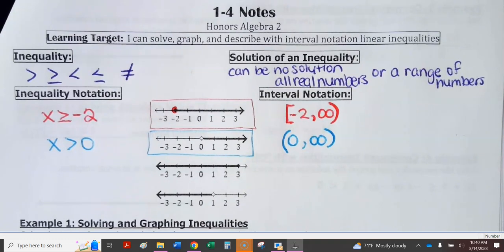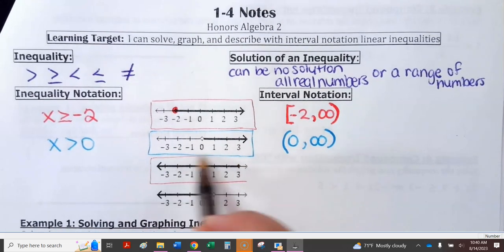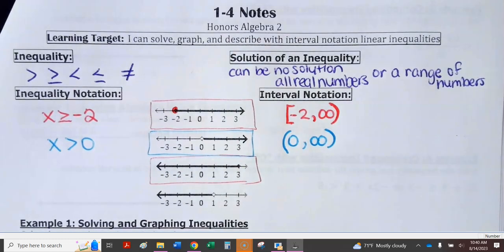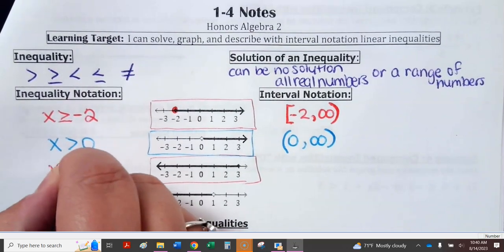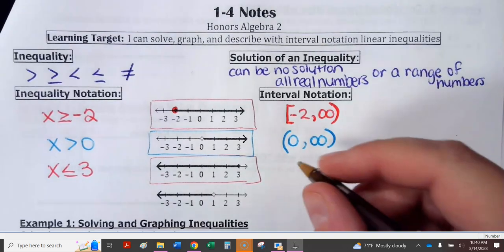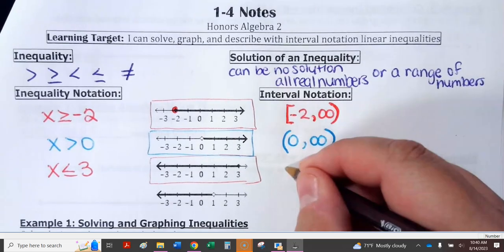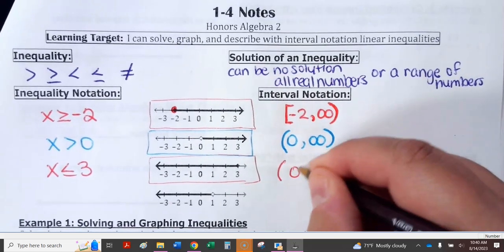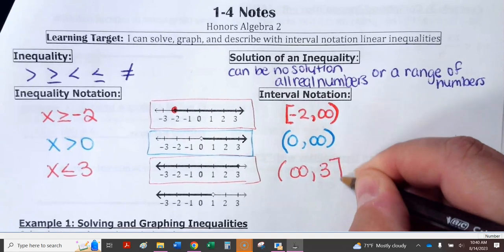Okay, who can help me write an inequality for the third lovely number line we've got in this example at the top? Would you write that? Yeah. Perfect. X is less than or equal to 3. Anybody want to try how you would write the interval? I wrote opening parentheses, infinity, comma, 3. Perfect. Okay, I'm going to make one tiny alteration to that. Does anybody know what I'm going to alter?